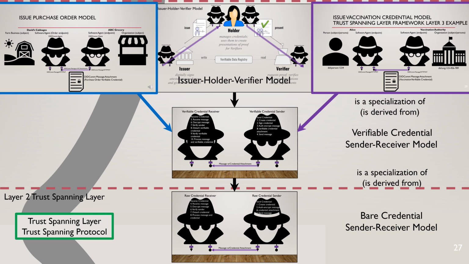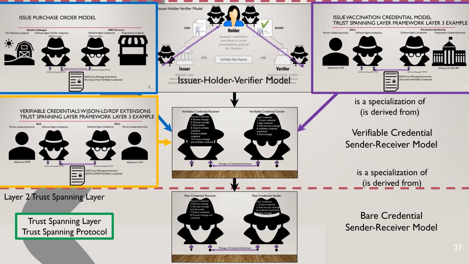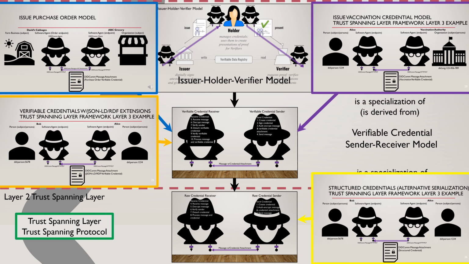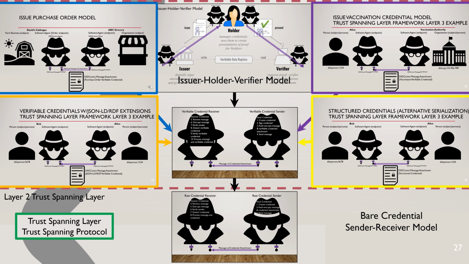We've looked at the issue purchase order model and the issue vaccine credential model. The verifiable credential with JSON-LD RDF extensions is really just yet another type of verifiable credential. It's an extension to the canonical verifiable credential sender model that we've described at the beginning of this tutorial. Structured credentials, again, is just an alternative serialization of the verifiable credential model. And so it too is a derivation of the verifiable credential sender-receiver model, which in turn is a specialization or derivation of the bare credential sender-receiver model.